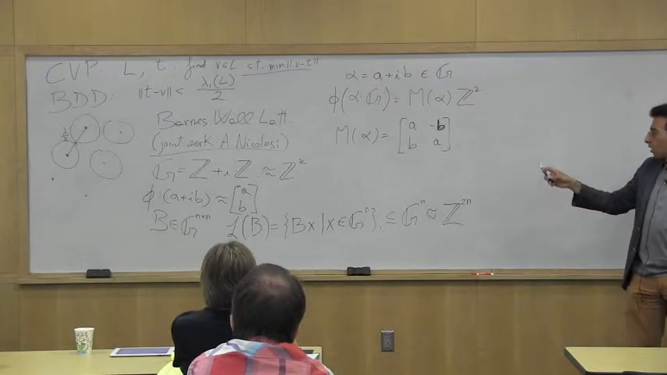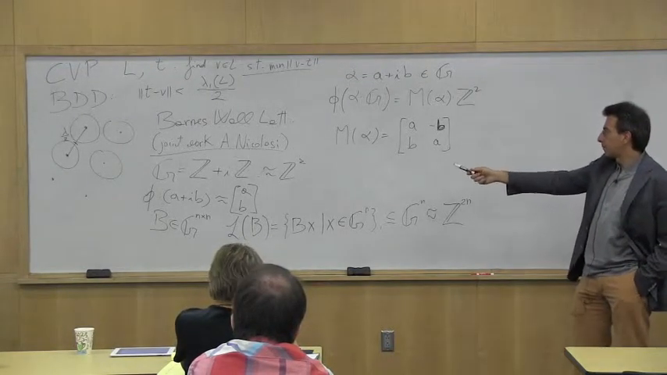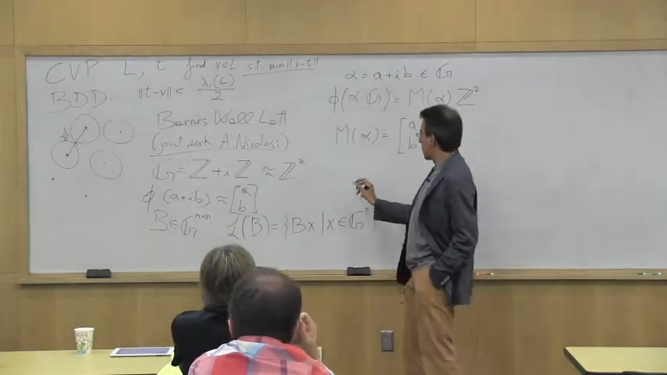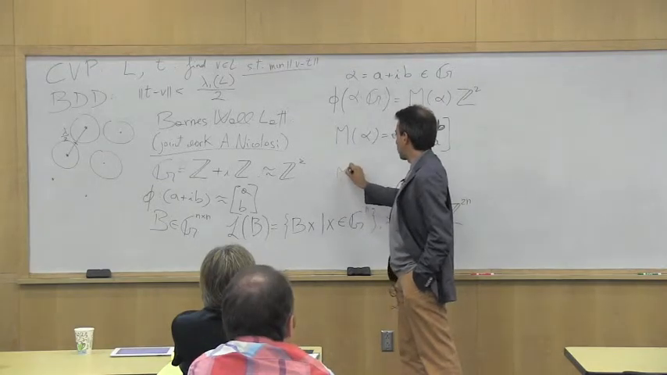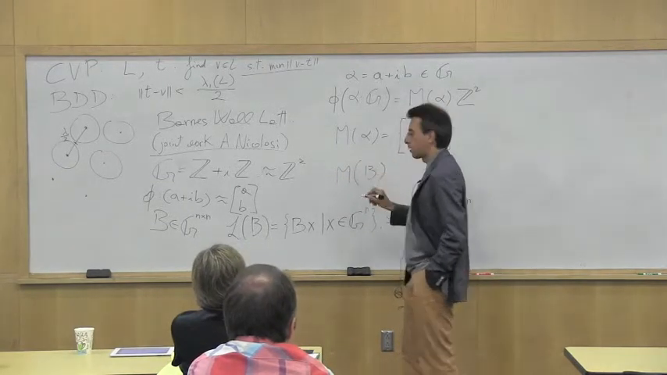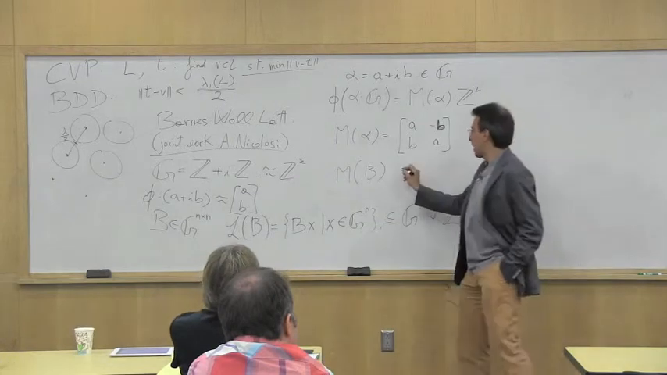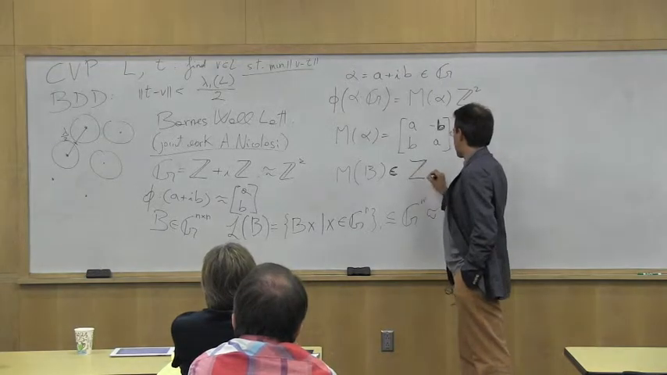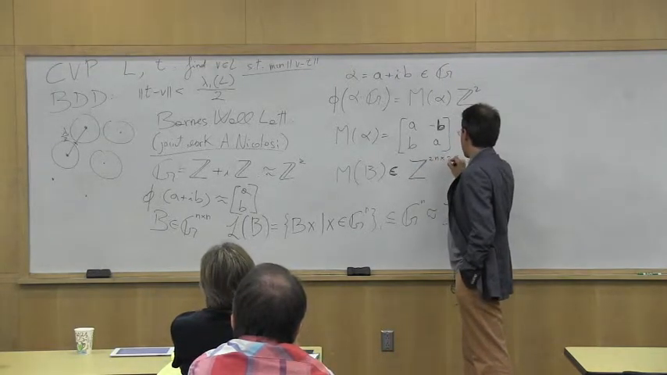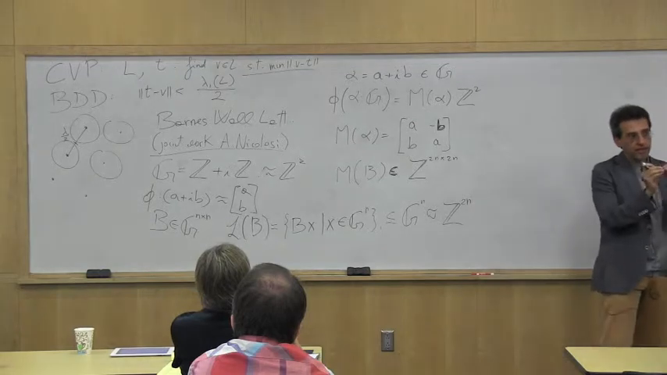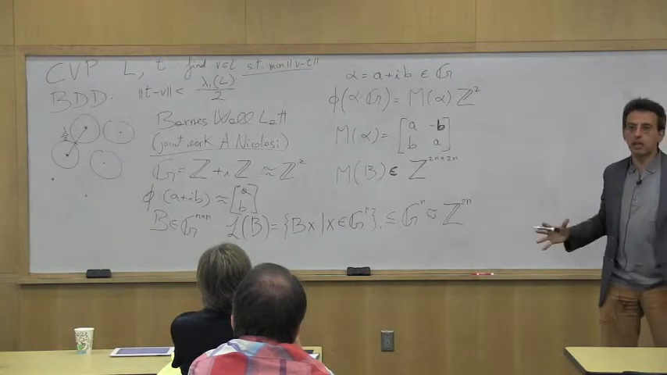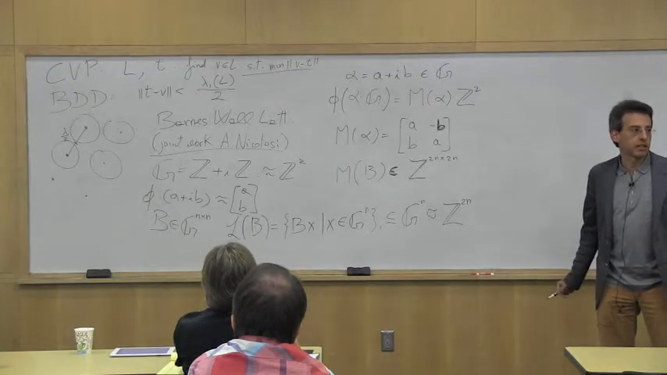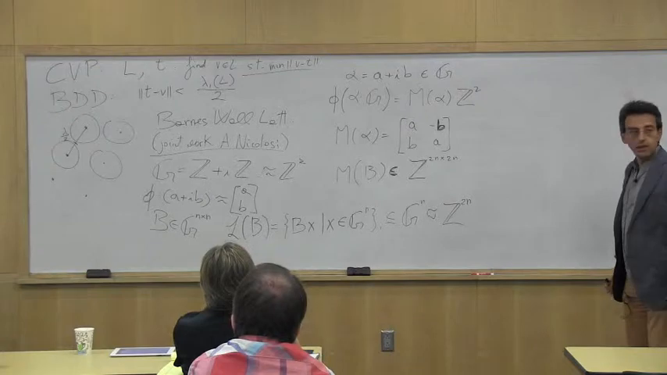Okay? So if I give you an n by n matrix with integer entries, you can apply this function M to your basis B component-wise, and you get a matrix with integer entries, which is 2n by 2n. You just expand every complex number into a 2 by 2 matrix, and then instead of multiplying it by Gaussian integers, you multiply them by regular integers. Okay?